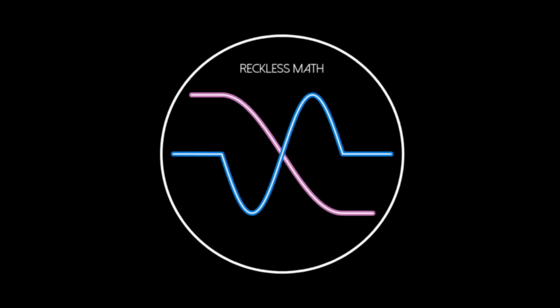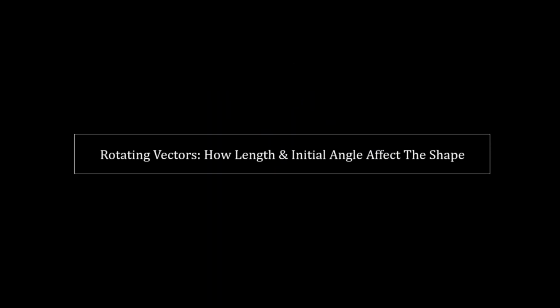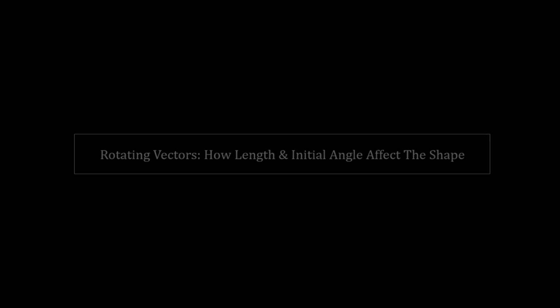In this animation, we're going to draw with rotating vectors and explore how the lengths, velocities, and initial angles affect the shape. If we rotate a single vector, we'll draw a circle. We could change the length of the vector, but we'd still get a circle. We could also change the initial angle, but you guessed it, circle. We're going to need a second vector.